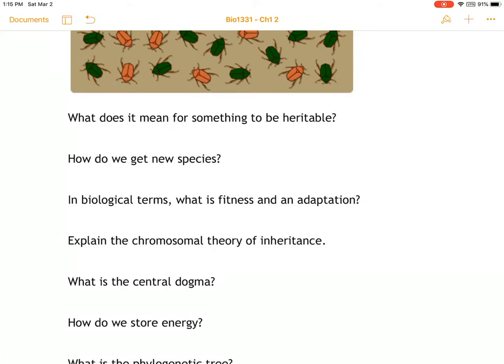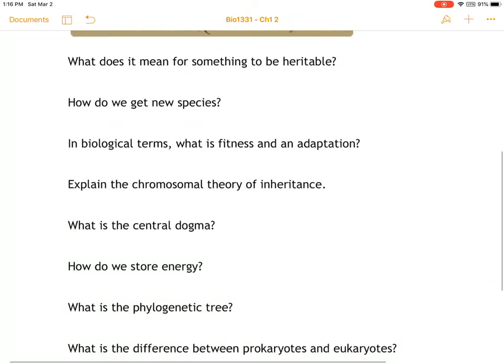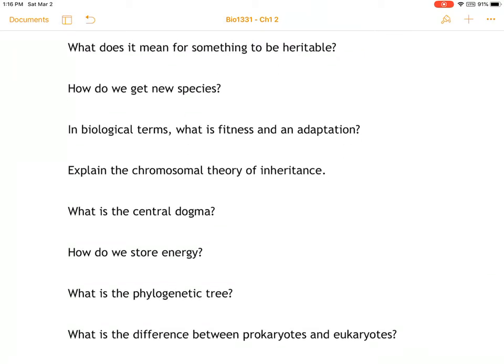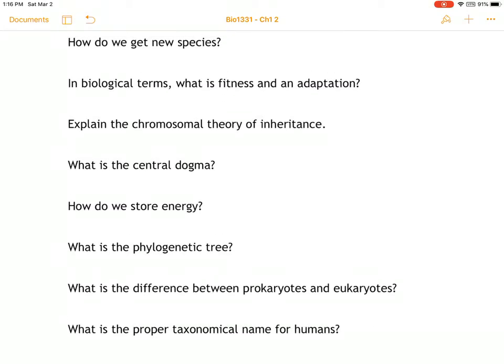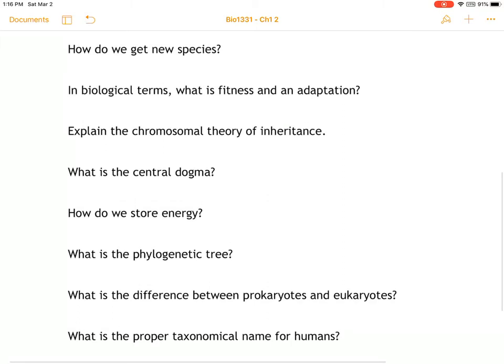What does it mean for something to be heritable? For a trait to be heritable, it has to be in your DNA. And you must also be able to find the same trait in the offsprings. So if a trait is heritable, it could be passed down. How do we get new species? Through speciation. If a population were to evolve differently than other populations over time, they will be so different that they become their own species.